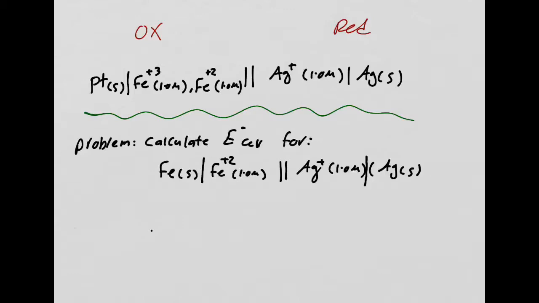Okay, so I actually gave you the line notation this time. So here's my line notation. I'm asking you to calculate the E cell value. Here's how you would look at this. You go, okay, first of all, this will always be my oxidation on the left. This will always be my reduction. So I know what's my oxidation and I know which one is my reduction. My oxidation here is I do have Fe metal. So Fe0 going to Fe+2.